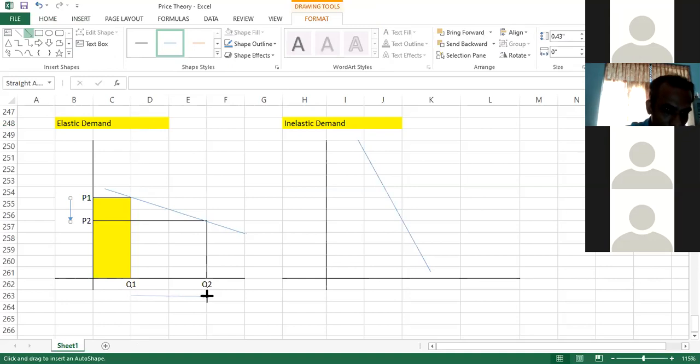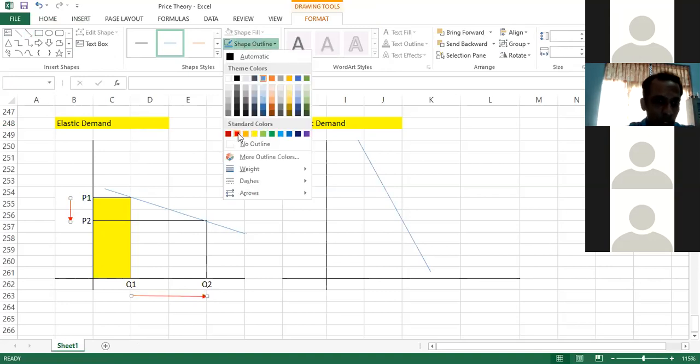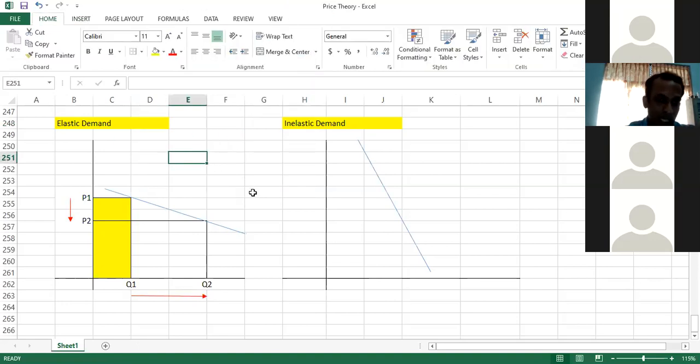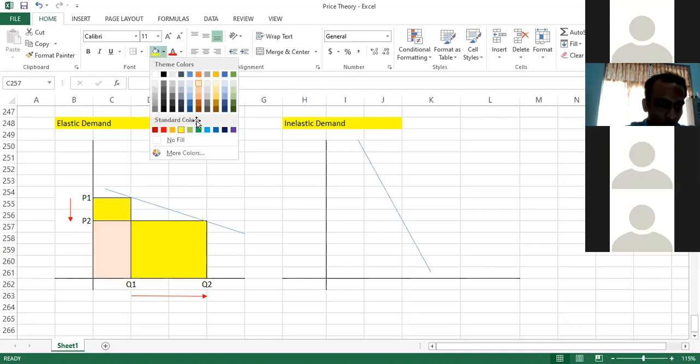The meaning of elastic demand is that when the price changes, the quantity demanded changes by a higher percentage. So that is the meaning of elastic. Now you can see this is the revenue from this product. When you look at these two revenue areas, this part is common to both conditions, therefore we can ignore this.